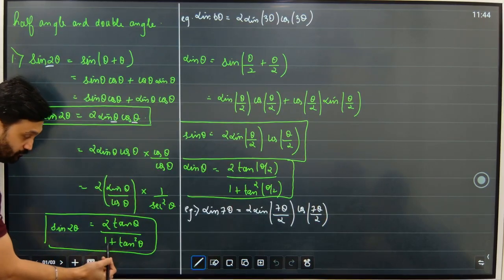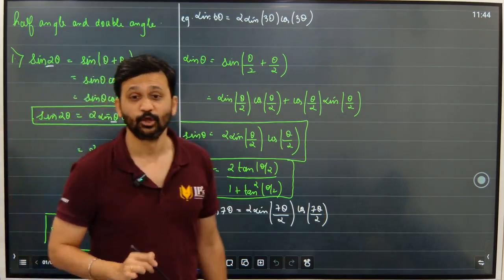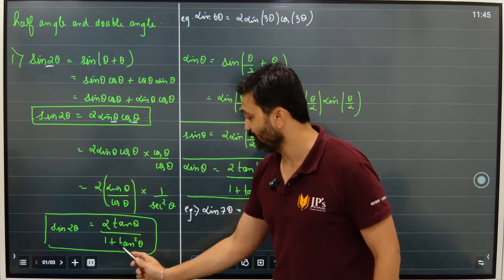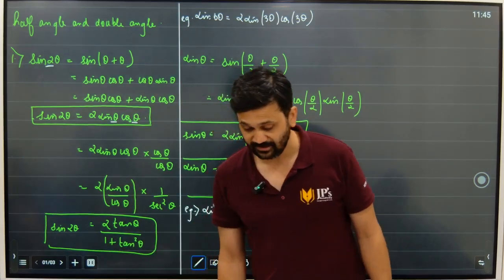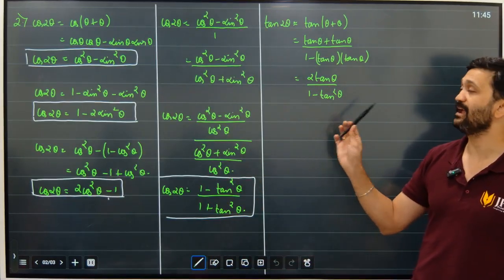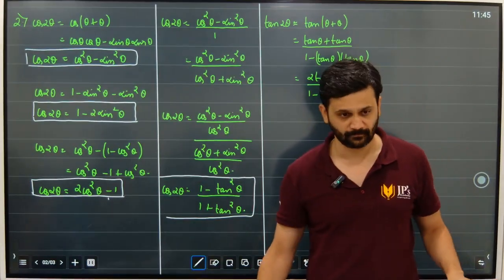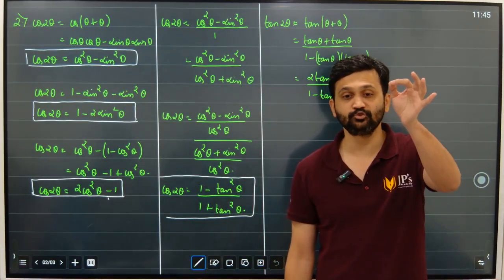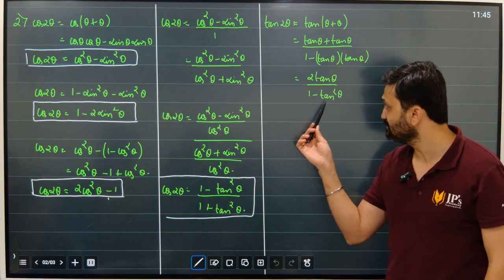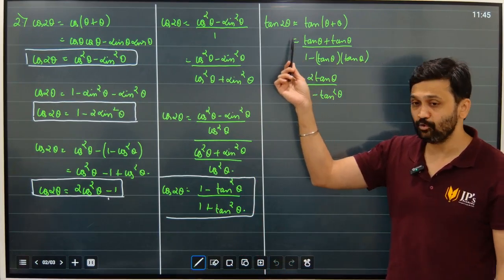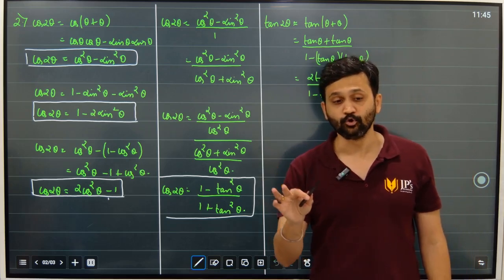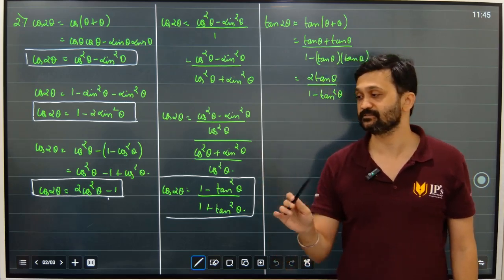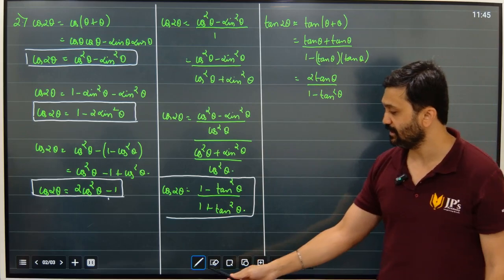2 tan theta upon 1 plus tan square theta. So in cos 2 theta, it is 1 plus tan square theta, and in tan 2 theta it is 1 minus tan square theta. The formula is the same. Only in sin 2 theta it is 2 tan theta upon 1 plus tan square theta, and in tan 2 theta the formula is 2 tan theta upon 1 minus tan square theta. That's the only difference that you have.